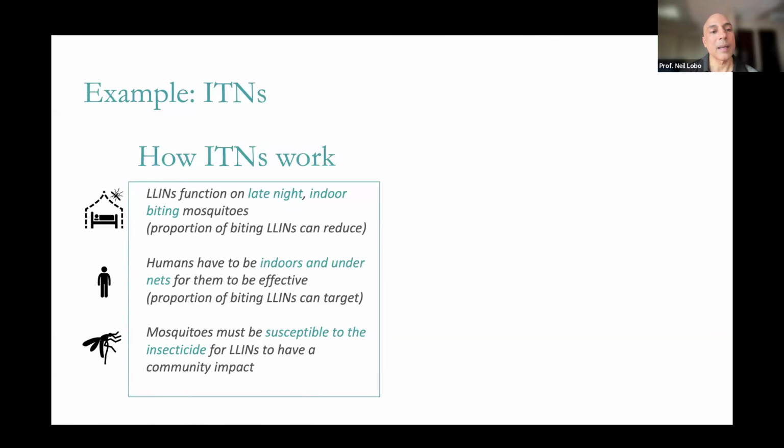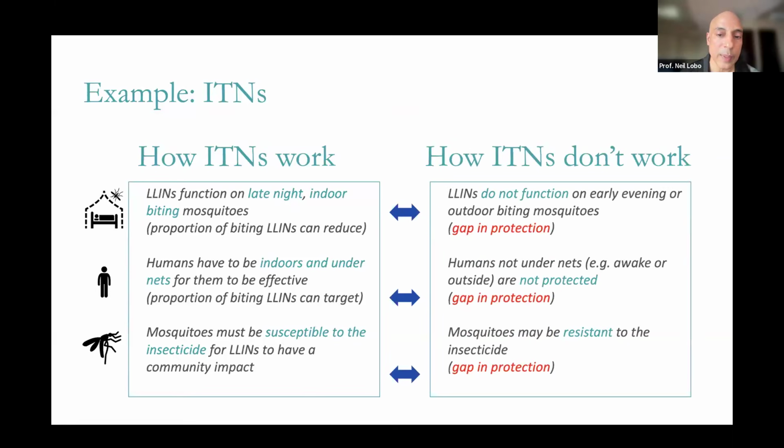Now we are asking if we could also look at how bed nets do not function, and they are both related to each other. On the left is how they function, on the right is how they don't function. If we understand this, we are doing better than most. We are understanding our transmission system better than most people.